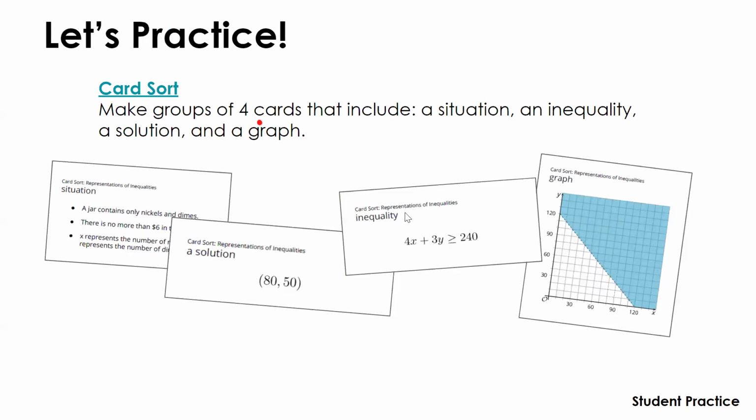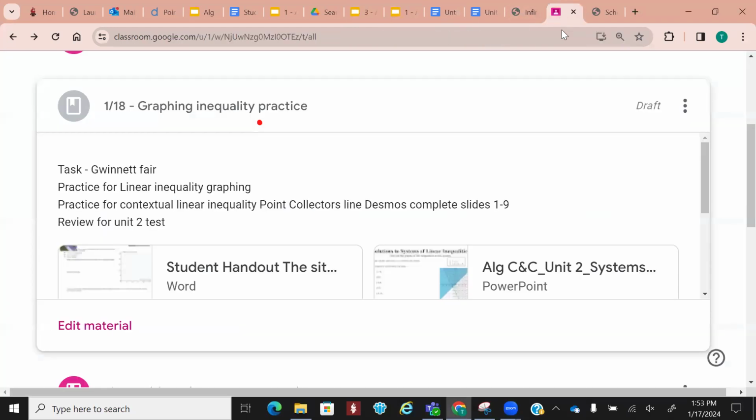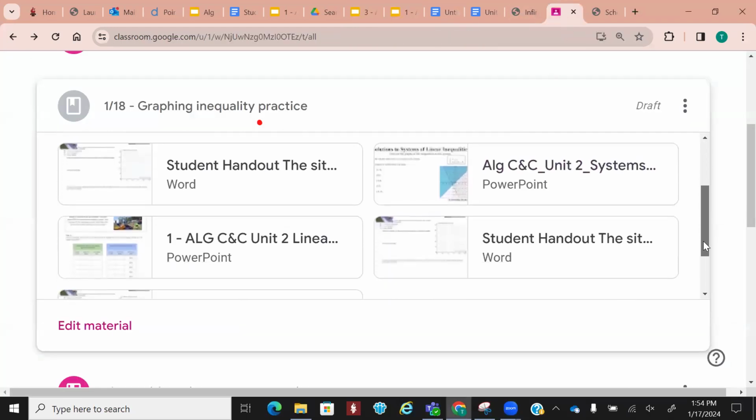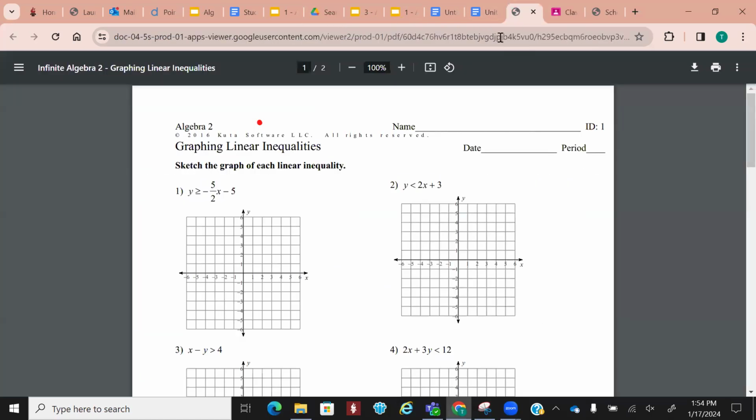Okay. So we're actually going to skip this little card sort. You should have finished your task at that point, so you should be caught up on that. We want to make sure that we get a little bit of practice. So what I'd like for you to do is find the right worksheets. I don't think I copied it on here. Okay, there it is. This document right here, I want you to work on sketching the graph of each linear inequality.